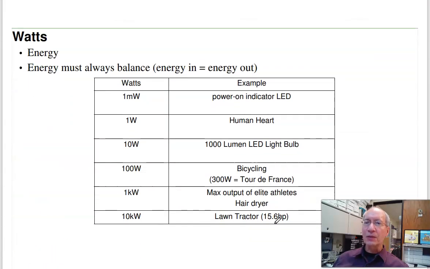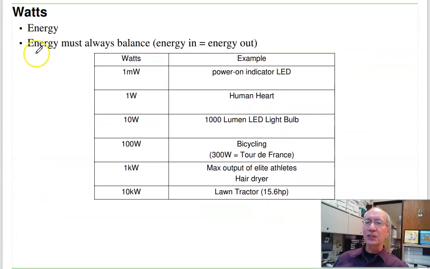In terms of power, power is measured in watts. 1 milliwatt is the power on indicator LED on like your TV remote. 1 watt is the human heart. 100 watts is a 1,000 lumen LED light bulb. 100 watts is typically how much you output when you bicycle. A Tour de France athlete will output 300 watts. For short times a person can output 1 kilowatt, or the amount of energy a hairdryer uses. 10 kilowatts is a lawn tractor.